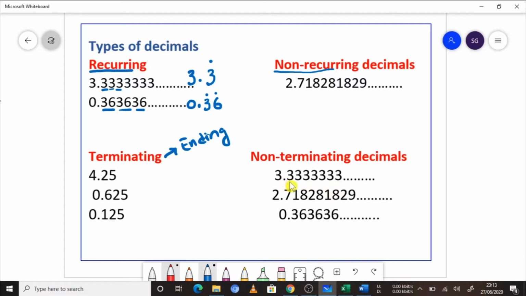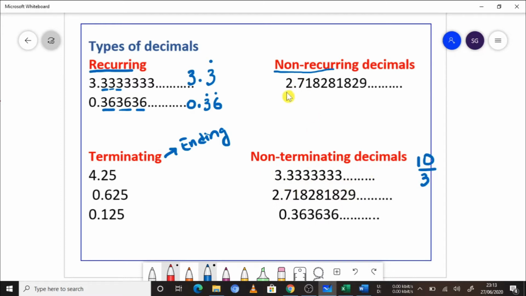For example, 3.33333333, it goes on and on and on. It's not ending anywhere. And you can get this number 3.33 by dividing 10 by 3. So you know what's happening. It's 3.333. The value after the decimal is just not ending. Hence, this is a non-terminating decimal.